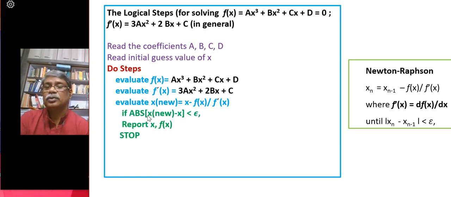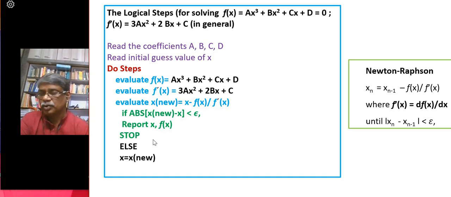until the absolute value of the difference of x new and x old is less than some predefined small number. That means when they are very, very close. If it is so, then you report that particular x value and the function value. Of course, if you can find the root x, then the function value is going to be 0, because the function is 0 when x is at the root. So you can check that you have got the right x or not, because at that right x, f(x) should approach 0. And then you stop. If it is less than epsilon, then you stop. You need not go any further.